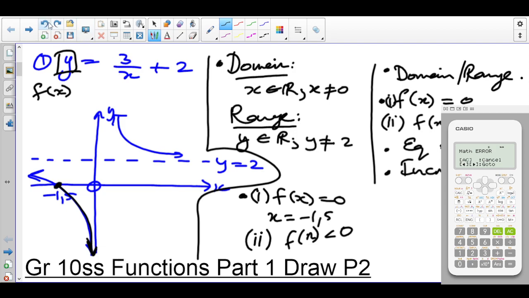Remember when we did our lesson yesterday? We said that these two questions, and the increasing, decreasing part, have to do with the for which x values. Not so. So for which x value is f of x less than 0? It's from negative 1.5 all the way to 0. Can you see that, people?